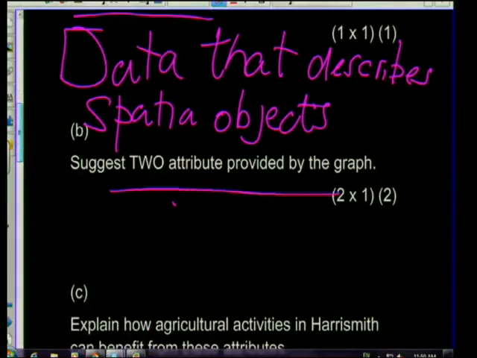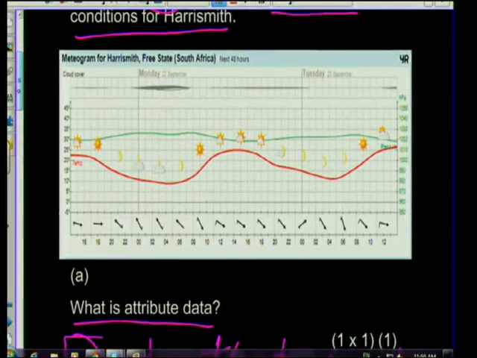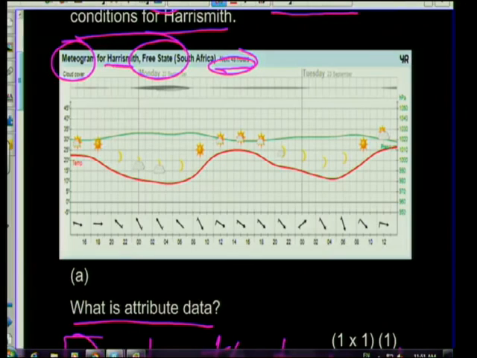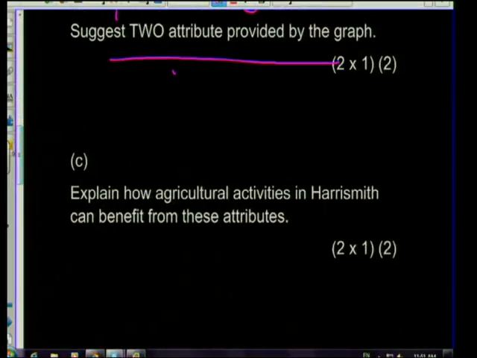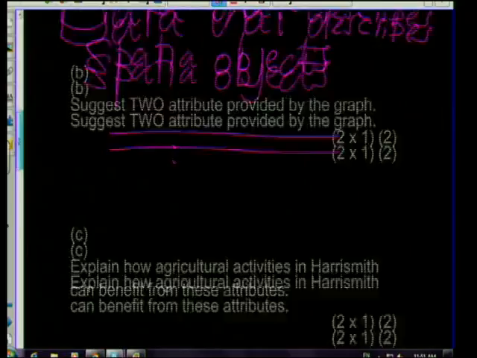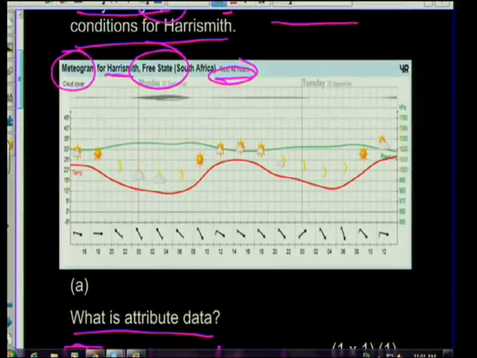Suggest two attribute data provided by the graph. Look closely at this graph, guys. If you look at it, it says meteogram for Harrismith, meteorological, meaning weather, for Harrismith, which is our topographical map that we're dealing with, the town in the Free State, the next 48 hours, right? Notice 48 hours is a 2-day period. The question is, suggest two attributes provided by the graph. What descriptive data is located in this particular graph?